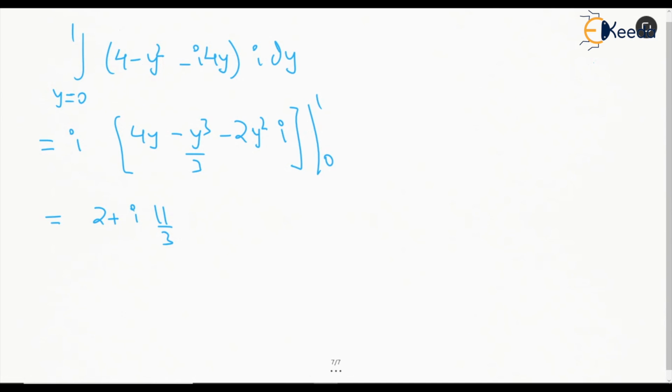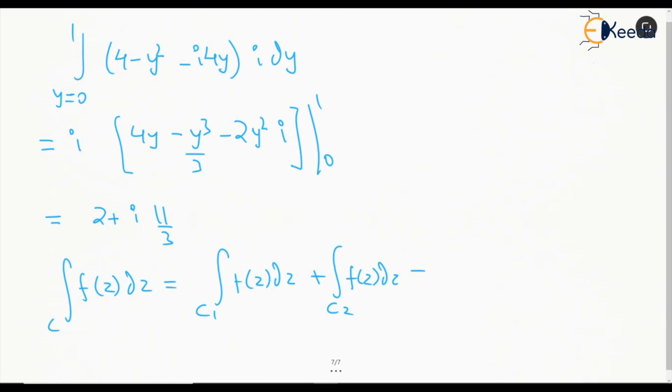The overall integration for C will be the sum of C1 and C2, which is 8 by 3 plus 2 plus i 11 by 3, and this is nothing but 14 plus 11i divided by 3. So this will be the final integration.